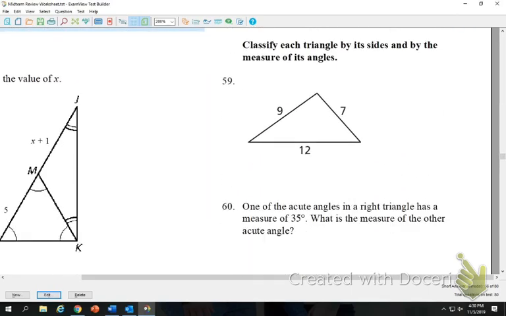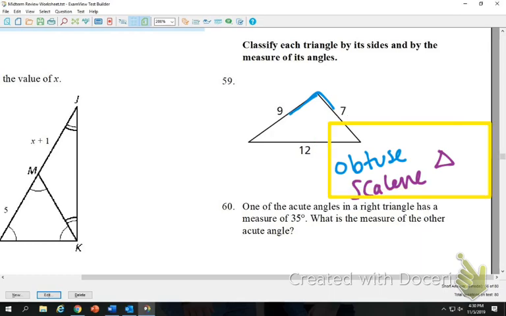Classify each triangle by its sides and its angles. So this one will be obtuse because of that angle. And then it will be scalene. Oop, that's not how you spell it. Scalene because none of the sides are congruent. None of them. So obtuse scalene.